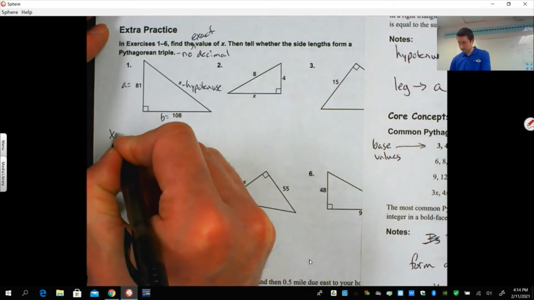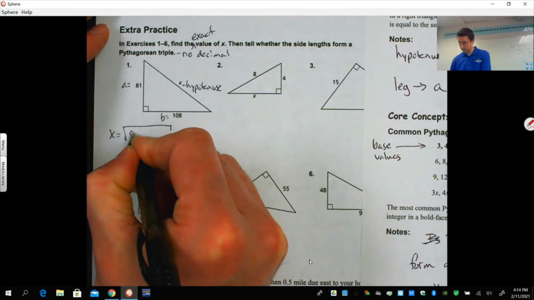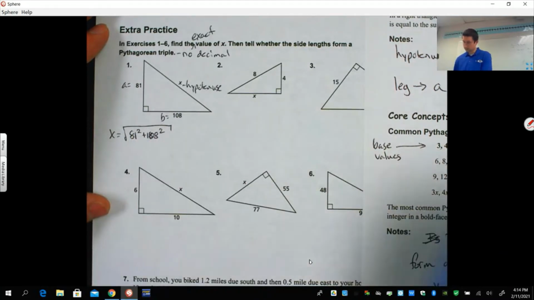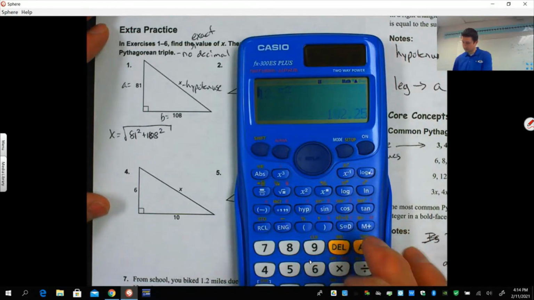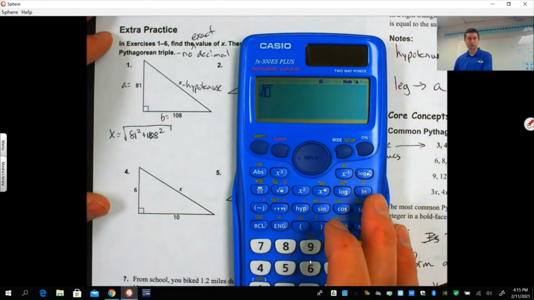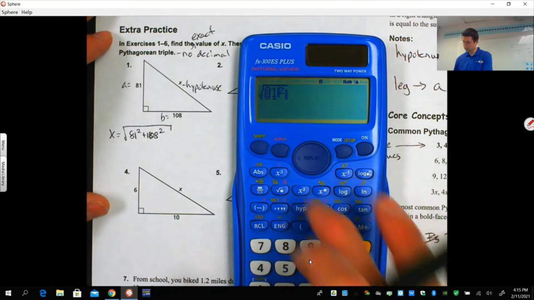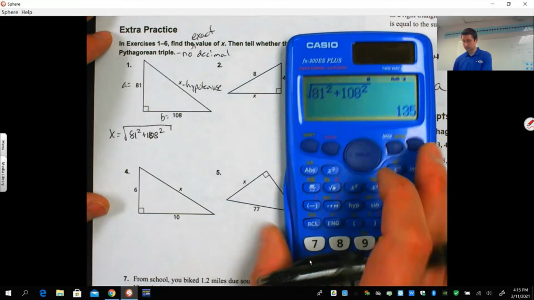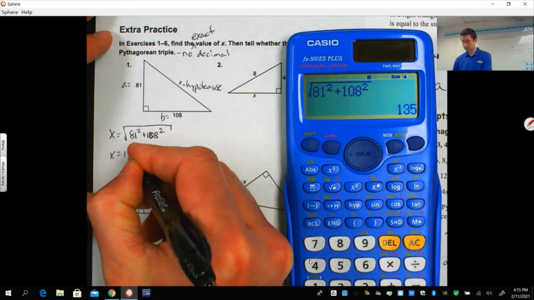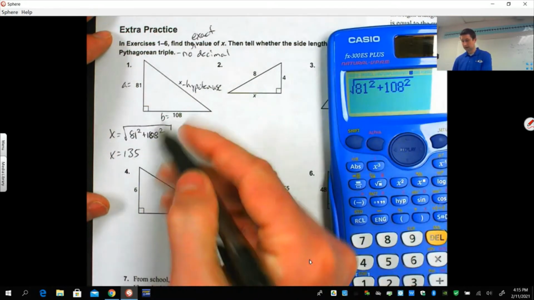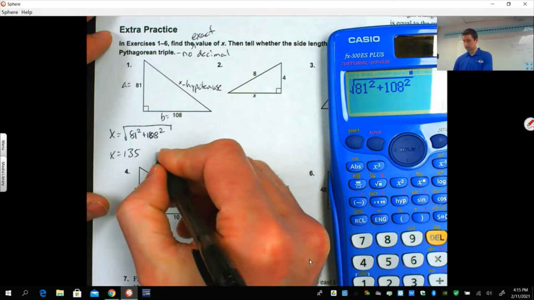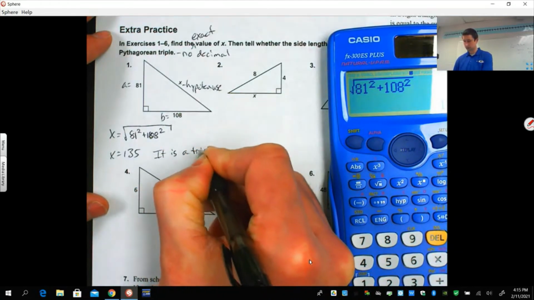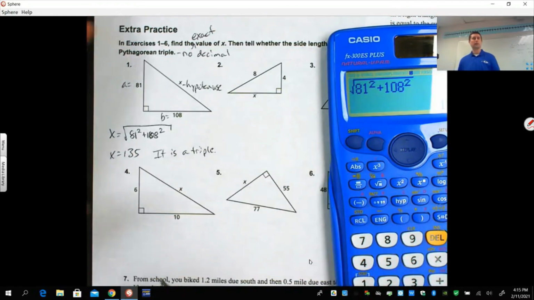So x is going to equal the square root of 81 squared plus 108 squared. Handy dandy calculator. Square root. You can just type it in right as it is: 81 squared plus 108 squared. That gives us 135. So x equals 135. That is a whole number, so it is a triple. So 81, 108, 135 forms a Pythagorean triple.